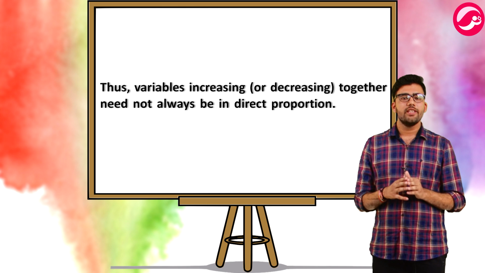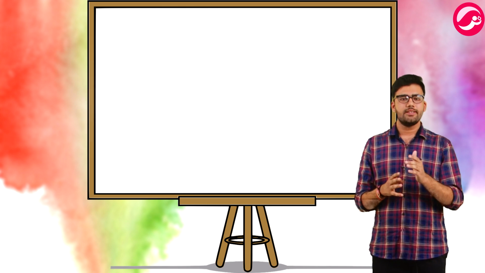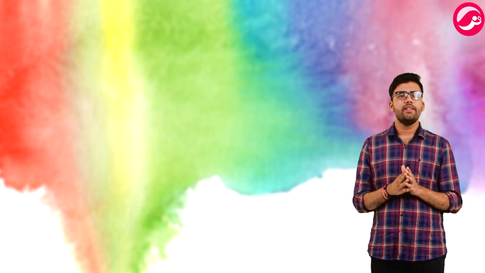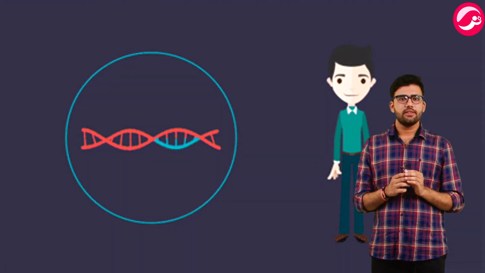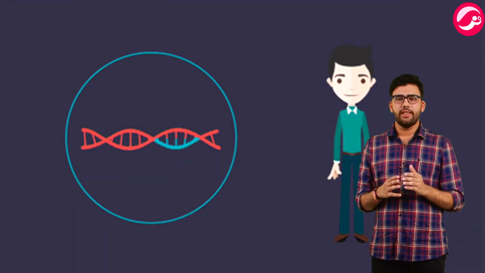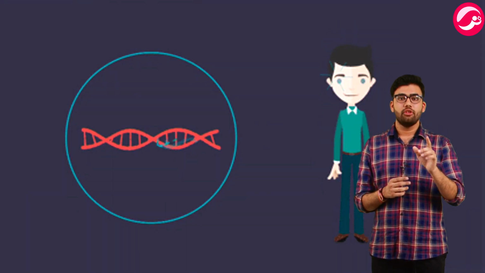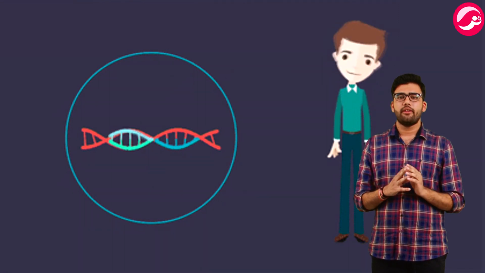need not always be in direct proportion. Let's see how. Now we will take an example. First, physical changes in human beings occur with time but not necessarily in a predetermined ratio.